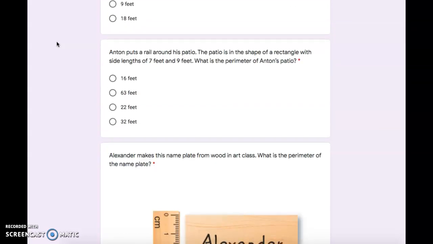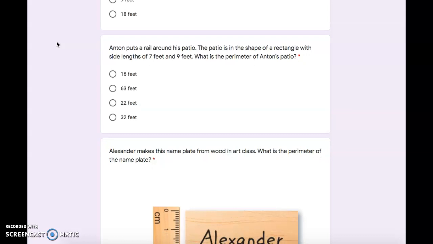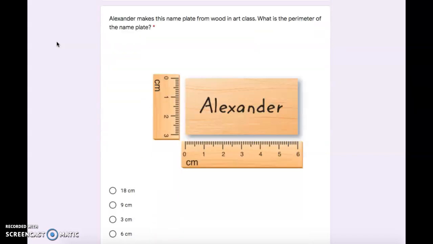Number 4, Anton puts a rail around his patio. The patio is in the shape of a rectangle with side lengths of 7 feet and 9 feet. What is the perimeter of Anton's patio? Number 5, Alexander makes this nameplate from wood in art class. What is the perimeter of the nameplate?